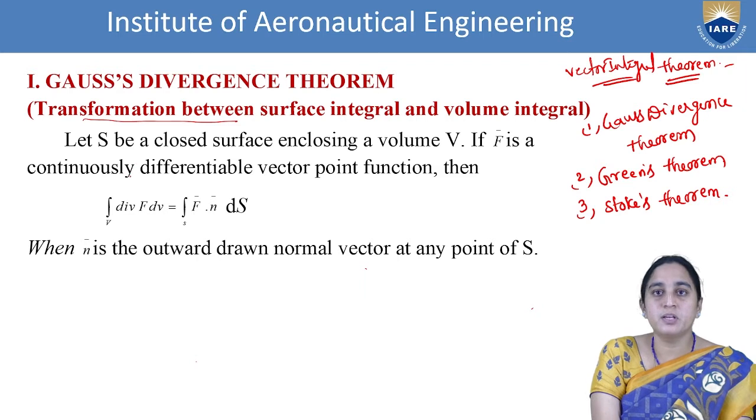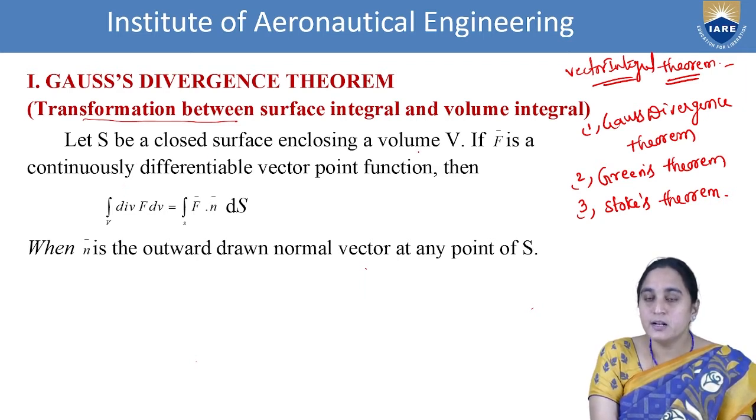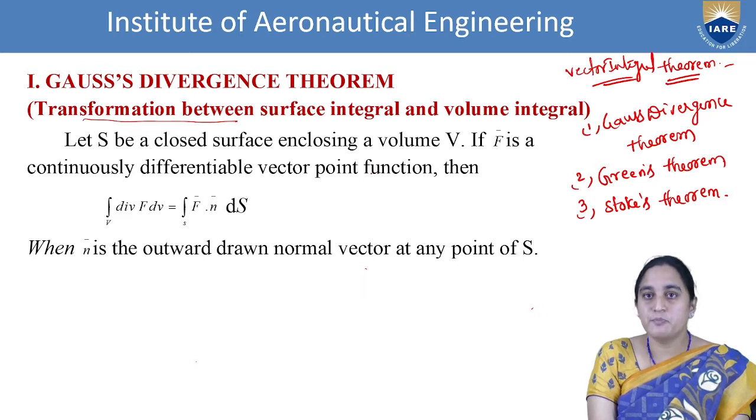Now I'll explain clearly the statement. What is the statement of the Gauss divergence theorem? Let S be a closed surface enclosing a volume V. What is S here? One surface that is enclosing a volume V. Here F bar is a continuously differentiable vector point function. For that case, the formula is integral V divergence of F bar dV is equal to integral S F bar dot N bar ds.